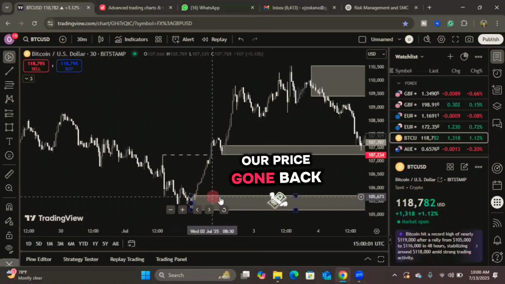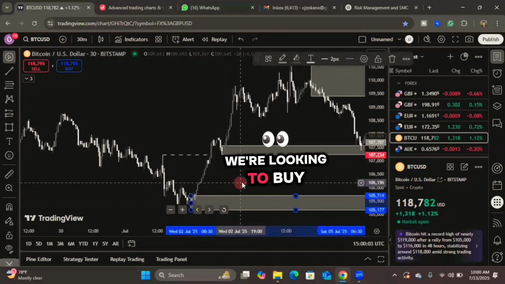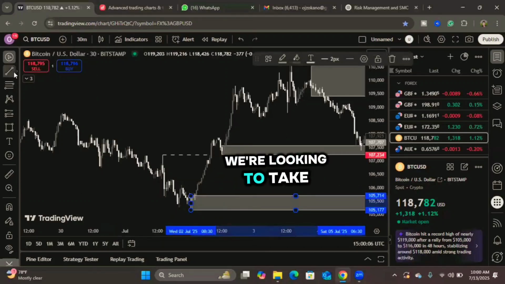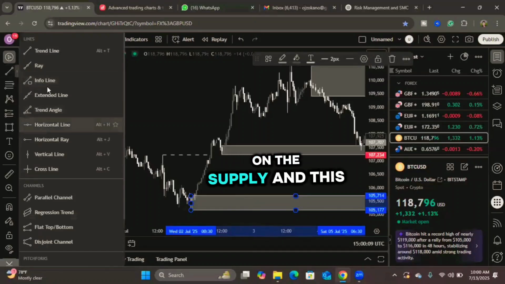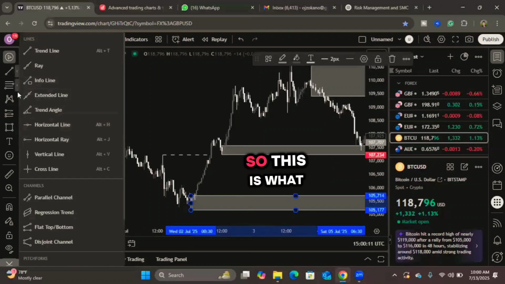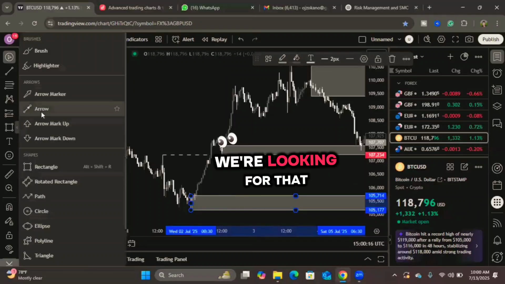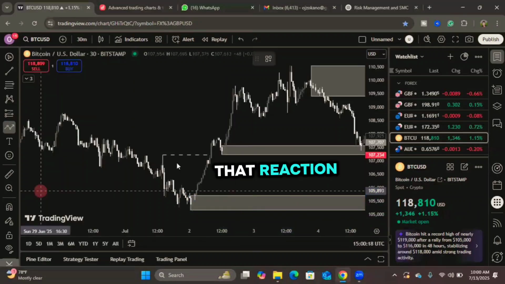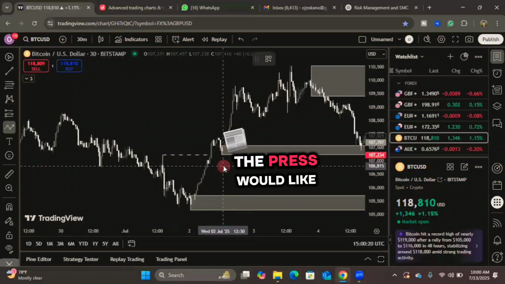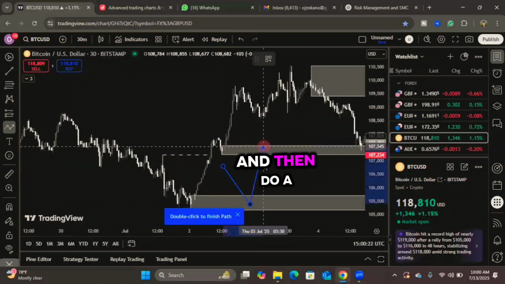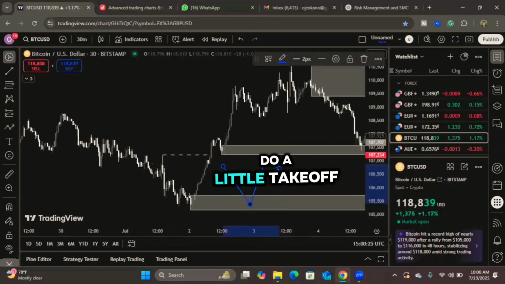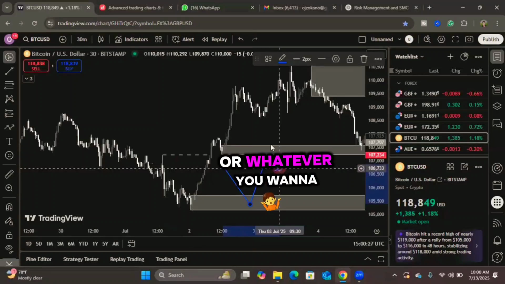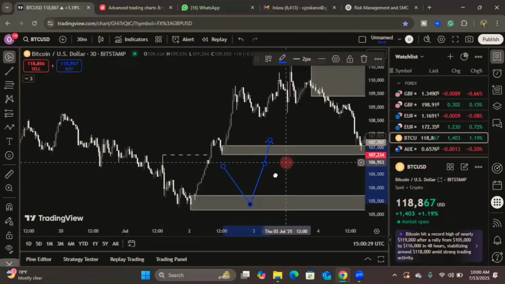And when price comes back into these zones, we're looking to buy. We're looking to take that buy or that sell, depending on the supply and the demand zone. So this is what we're looking for on a day-to-day basis. We're looking for that reaction. We see where price would come back here and then take off in that area.